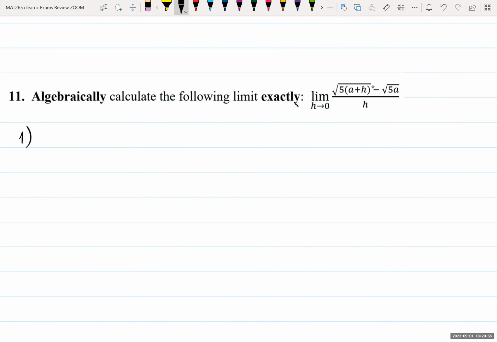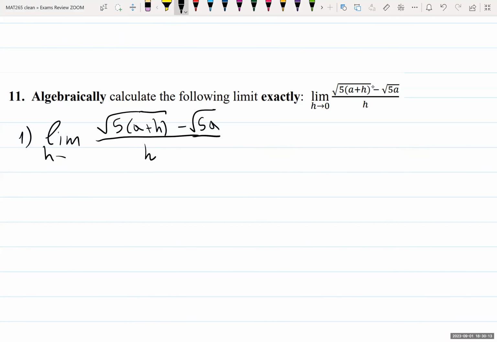So again, step 1, plug in, hope for the best. I plug in 0 and I get 0 over 0. Bad. Step 2, let's simplify. I don't see any formula to use. There's no square of some difference and stuff like that. So in general, when you see a square root, you know what to do. The long thing, which is multiply and divide by the conjugate.